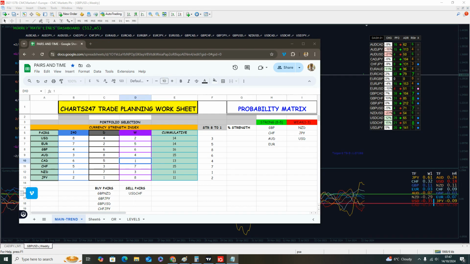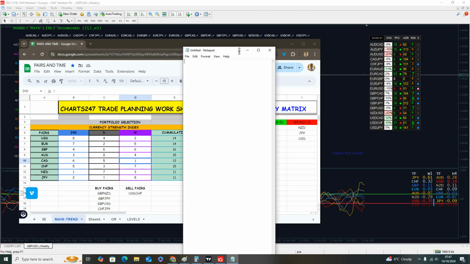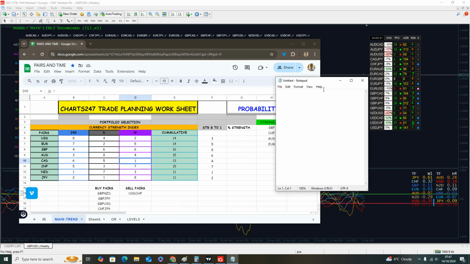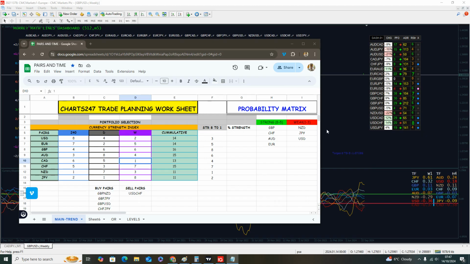This is very important when we do this type of analysis. So I just take a simple note like this. For me, it's very important to have this type of information when we are selecting the pairs that we're going to trade. So let's do the daily chart.